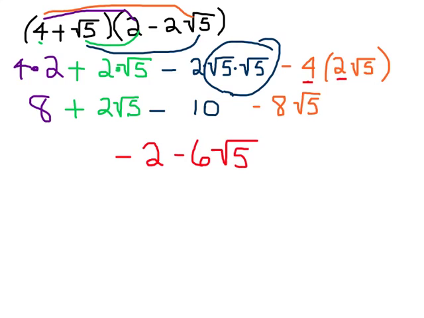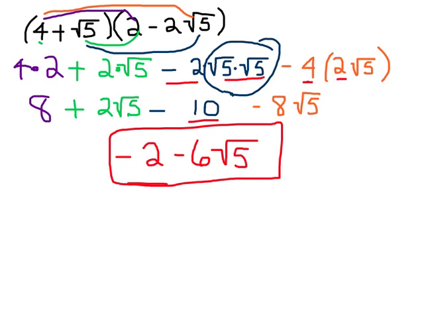And then finally, I've got square root of 5 times negative 2 times the square root of 5, gives me this here in the blue, negative 2 times square root of 5 times square root of 5, which is actually 5. So I have negative 2 times 5, which is negative 10. When I combine all that together, 8 and negative 10 come together to give me negative 2. And then negative 8 square root of 5 plus 2 square root of 5 equals negative 6 square root of 5. And this is as simple a form as I can get that. Alright, let's do another one.